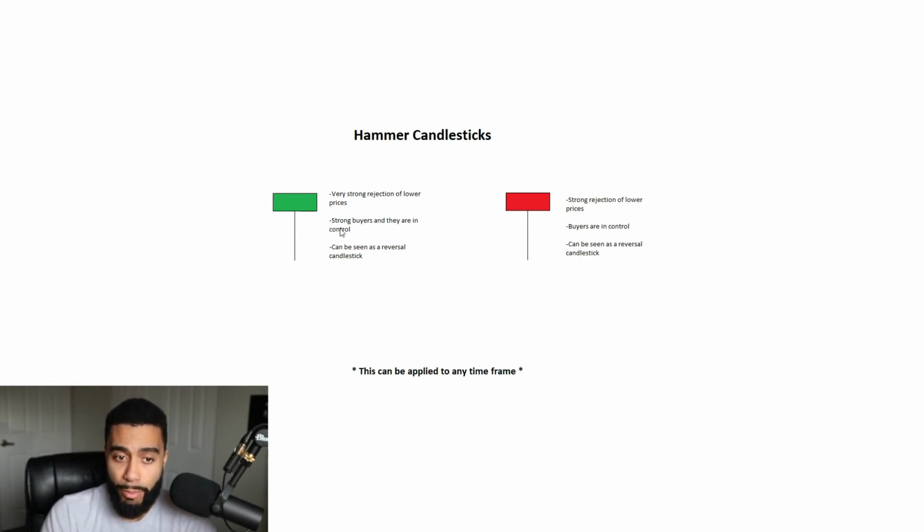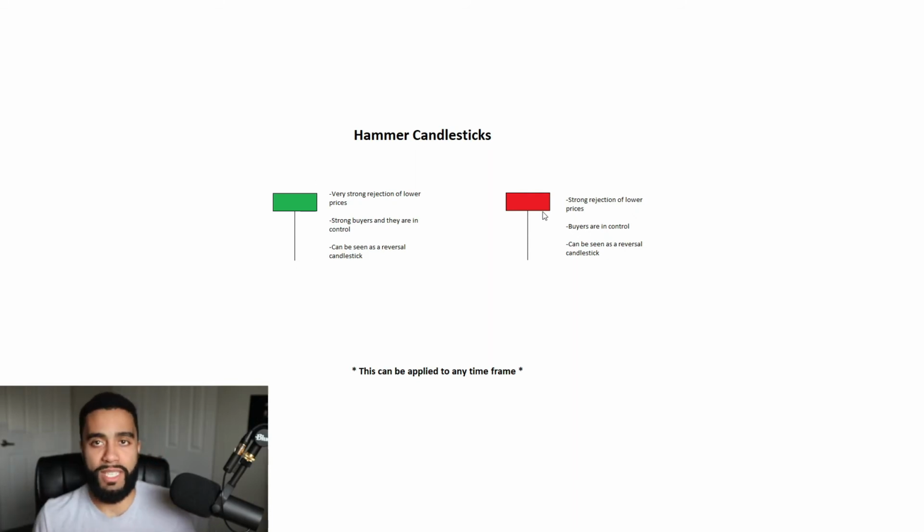So this is a bullish candlestick. This is also a bullish candlestick. Although it is red and it's telling you that prices close lower, if we compare the wick versus the body, there's a rejection of lower prices larger than the amount of people selling. You see what I'm trying to say? So this could be seen as a reversal. This could be seen as a weak bearish candlestick. This can be seen as a strong bullish candlestick.